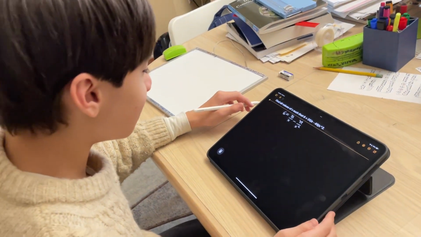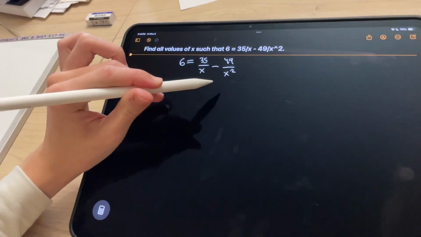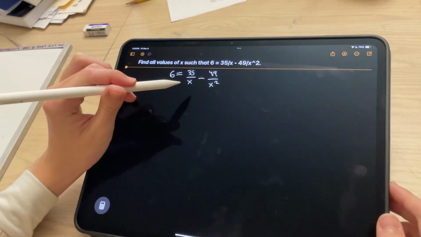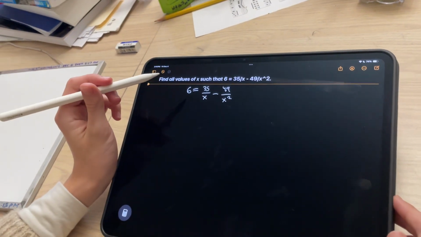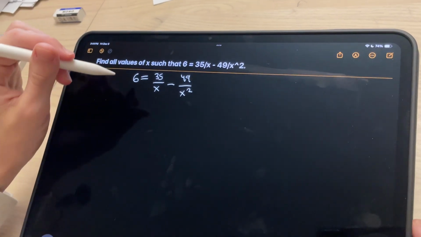So the problem statement says, find all values of x such that this equation, 6 equals 35 over x minus 49 over x squared, is true. So we're trying to find the values of x to satisfy this equation.